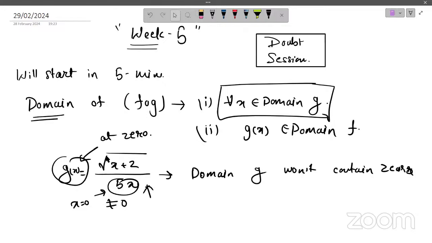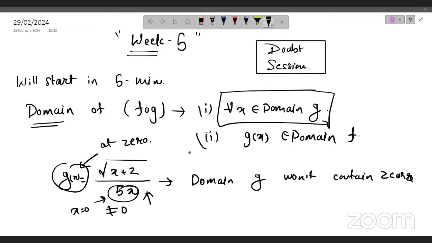But the question says we have to choose those possibilities for g, right? Correct. So if you choose this as a possibility of g, then the domain will not be -2 and infinity, right?